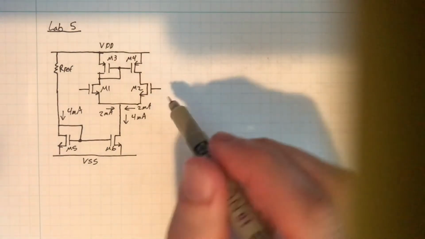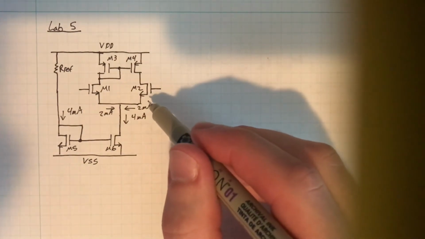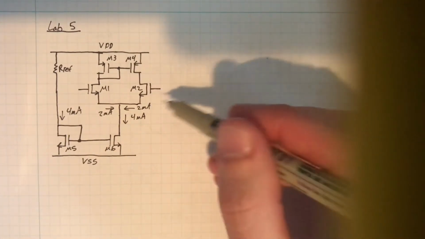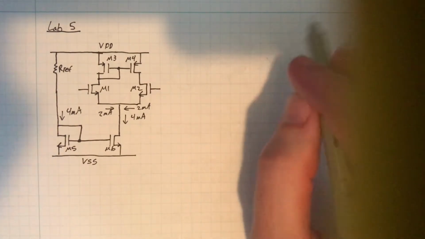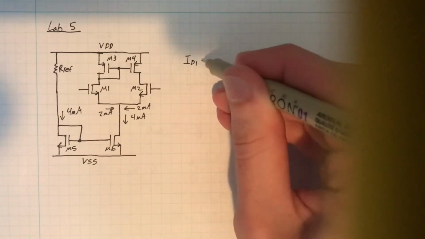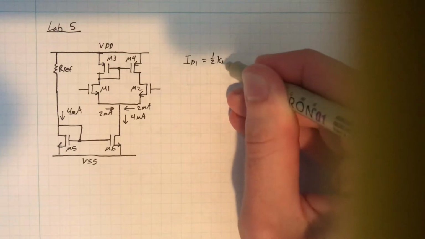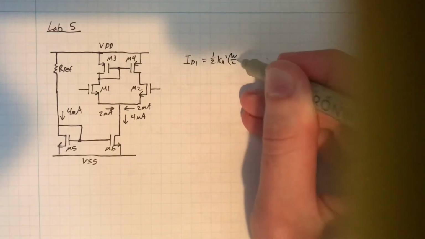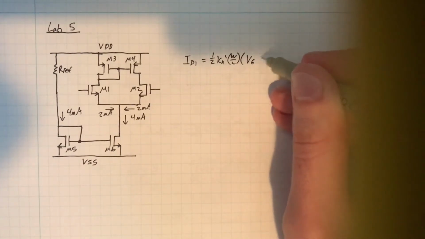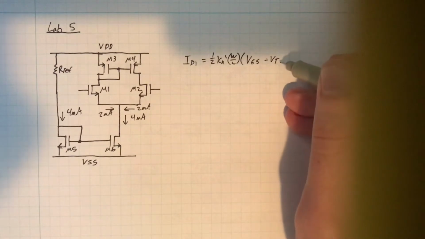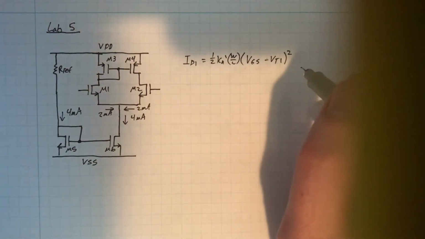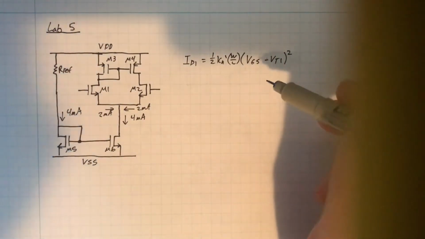So we know 2 milliamps is the bias current. We know all the transistor parameters. We know M1 has to be in saturation for it to work correctly. We can figure out the threshold voltage and VGS with that information. So first, let's write down the saturation equation. ID equals 1/2 Kn prime W over L times VGS minus VT, squared. And you can neglect channel length modulation here to make things a little easier.